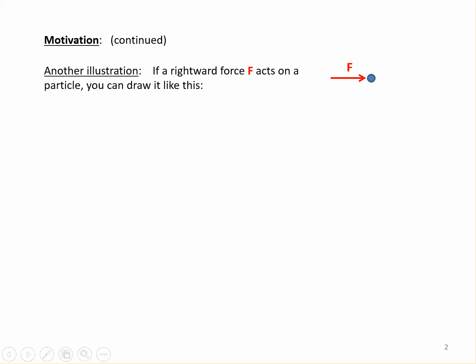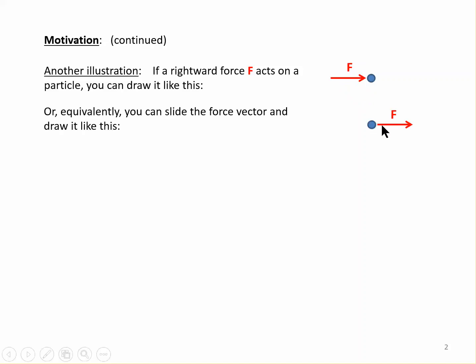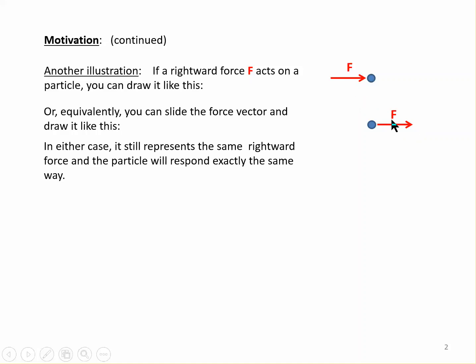One common place where this comes up is as follows. Suppose I have an object, this blue particle here, and let's say there's a rightward force acting on that object of size F. So here's the force acting on the object. So I drew it like that. If I wanted to, I could have instead drawn the force pointing like this. I just slid it over from here to here. Okay? So it's still the same force. It's still a force of size F pointing to the right. Doesn't matter if I drew it here or if I drew it here. I'm allowed to slide vectors around.